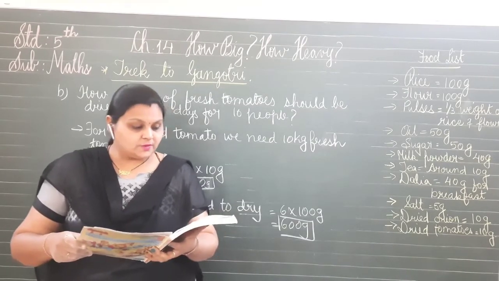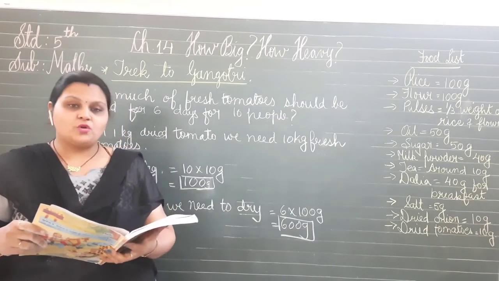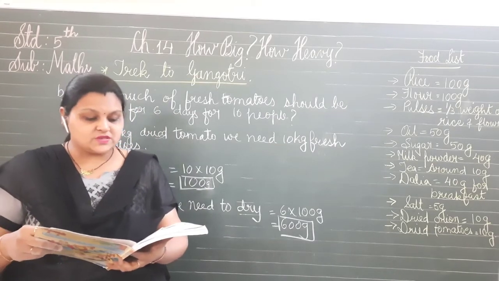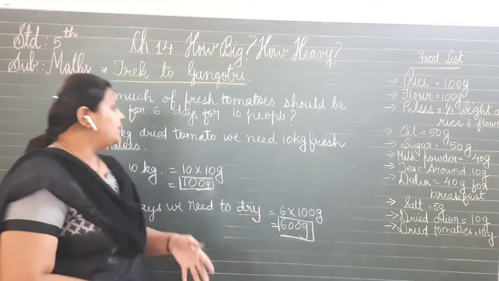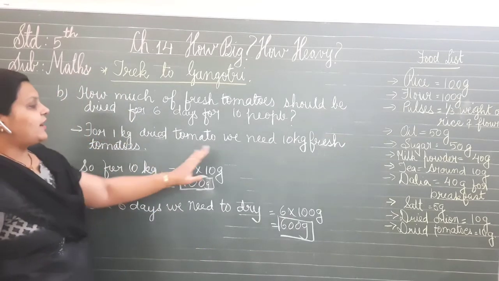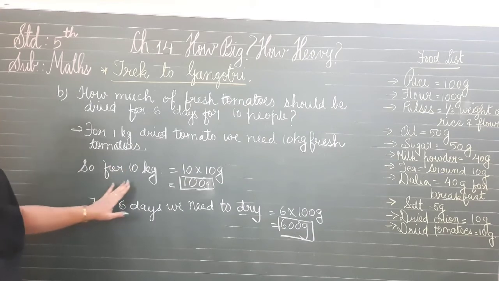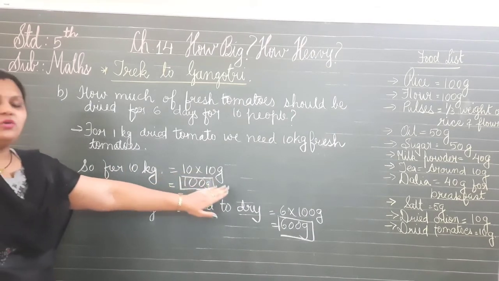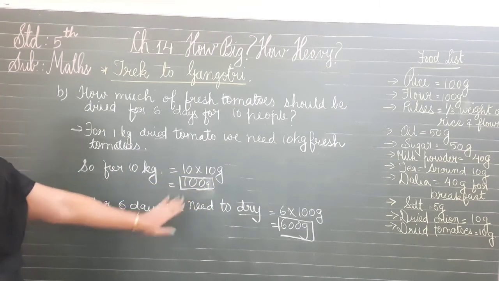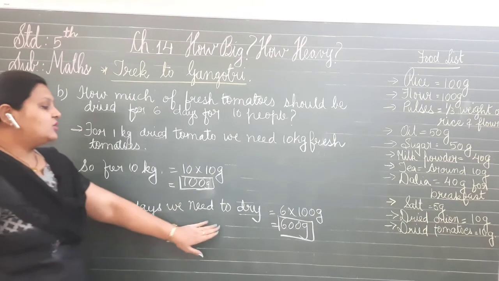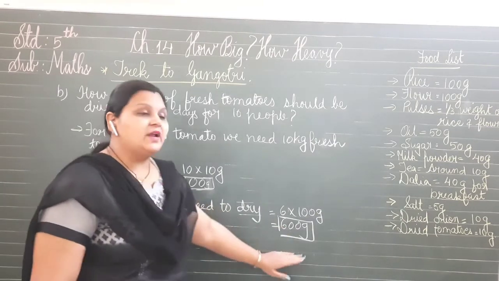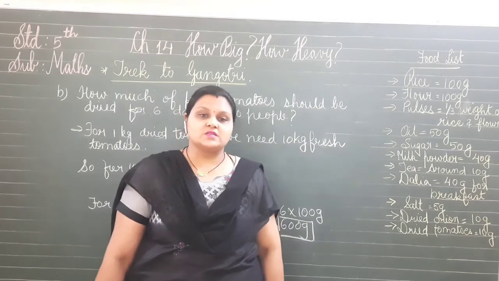Next question. How much of fresh tomatoes should be dried for 6 days for 10 people? For 1 kg dried tomatoes, we need 10 kg fresh tomatoes. So for 10 people, 10 into 10 gram, that is 100 gram. For 6 days, we need to dry 6 into 100, that is 600 grams.